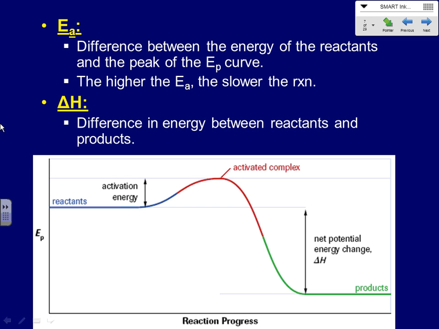This second bullet for EA, I haven't discussed that. The higher the EA, the slower the reaction. That's a true statement. If you see a big activation energy hump, then it'll be a slower reaction. And that again has to do with the kinetic energy of the particles, and we will discuss that in a moment. Delta H, the difference in energy between the reactants and the products, that is not earth-shattering.